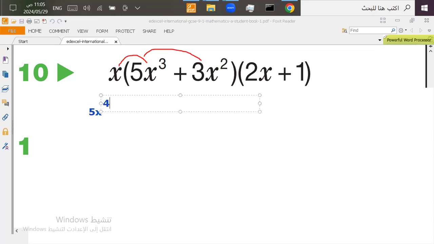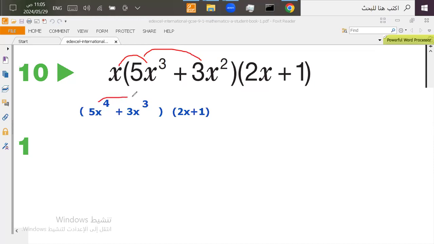power of 4. And then plus x multiplied here is going to be power of 3. So 3x power of 3. Now, all of this will be in brackets, like this, because we didn't expand the brackets yet. Now, do the second bracket. So here we have 2x plus 1, so 2x plus 1 inside brackets, like this. Now we have two brackets. We're going to expand the two brackets with each other.